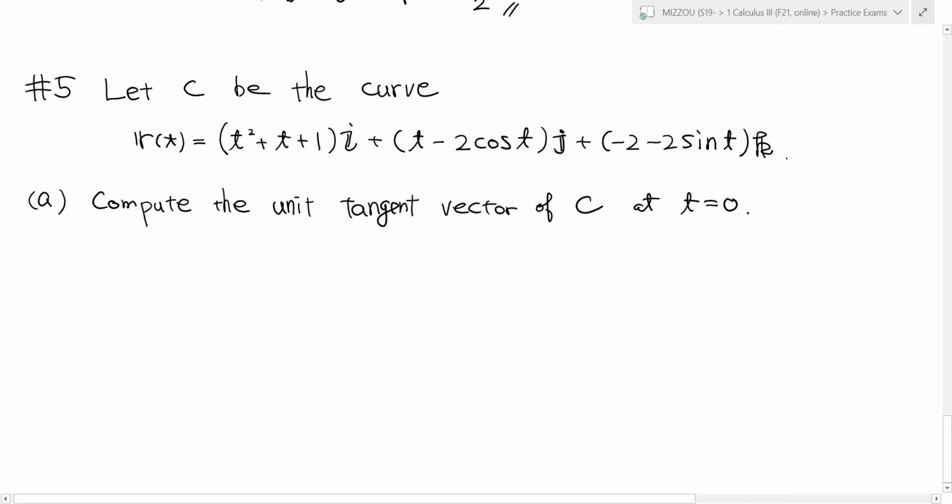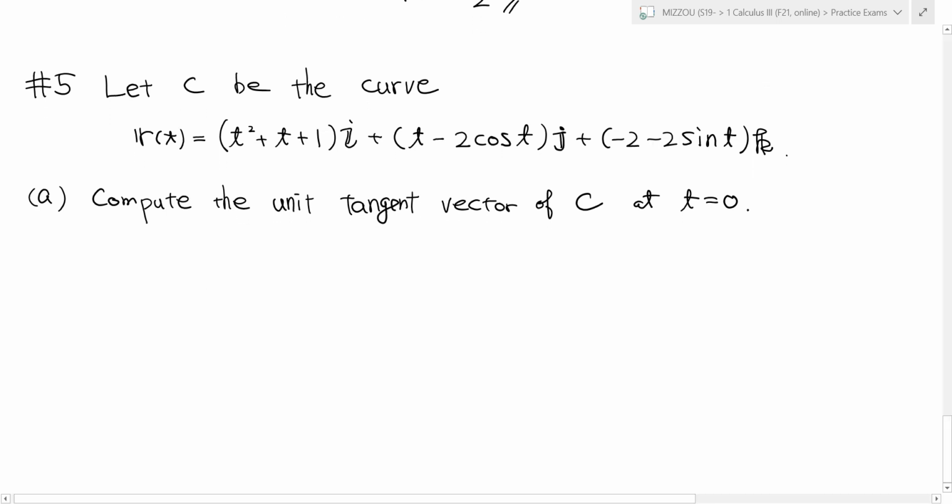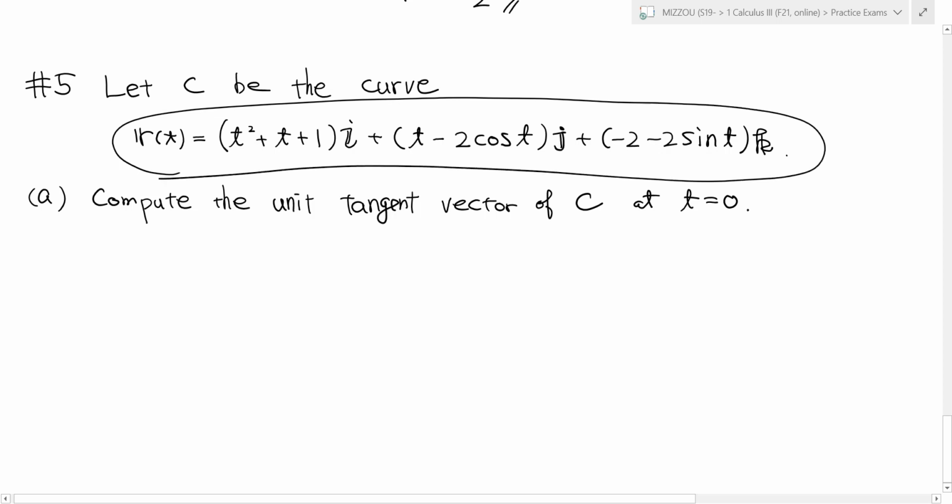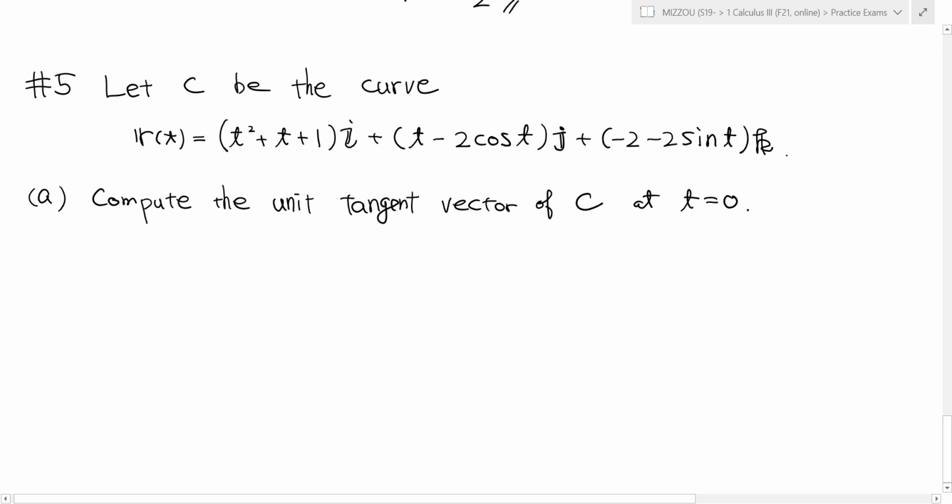Now, this is number 5. Let C be the curve, or space curve, so to speak, given by this vector function. So it's some curve in R3, in 3 dimensions. And now, question number 1: compute a unit tangent vector of C at t equals 0.